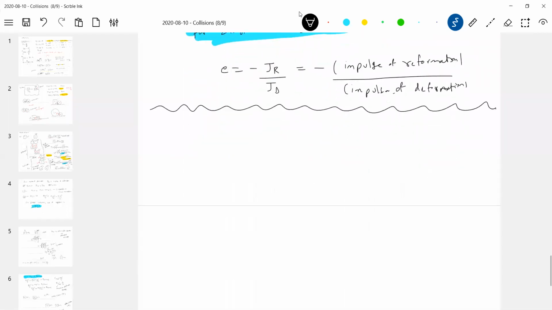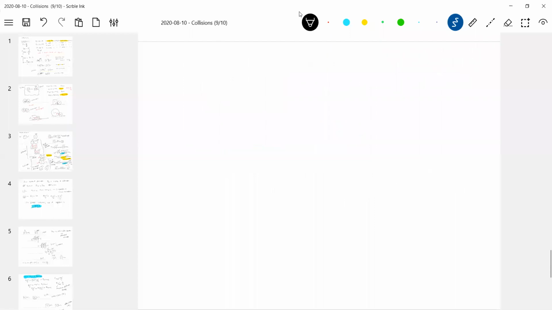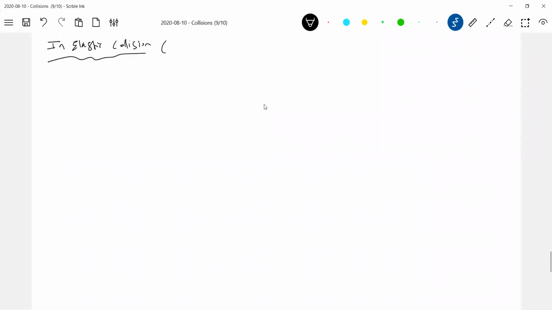So let me go to inelastic collision now. Inelastic collision. The value of E will be between 0 and 1. So what actually happens in inelastic collision? What all do we have to conclude about that?